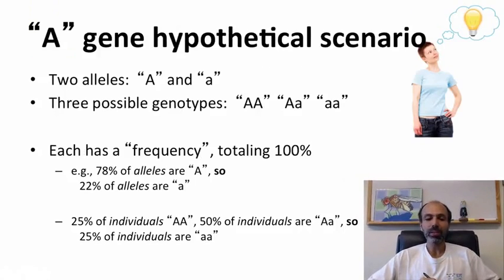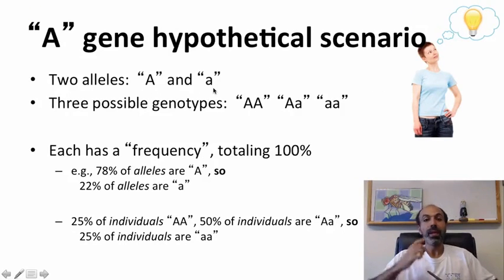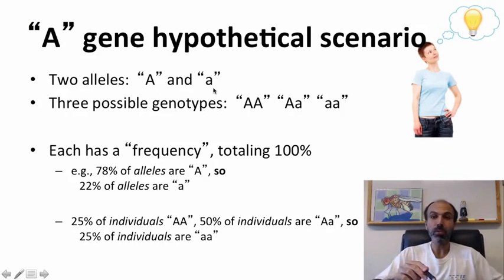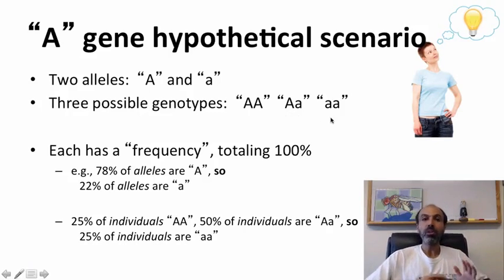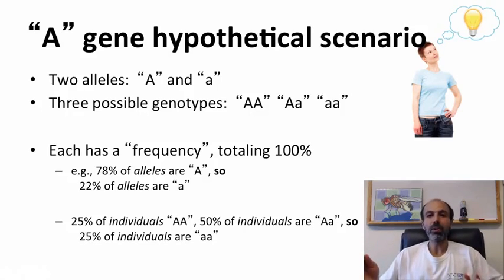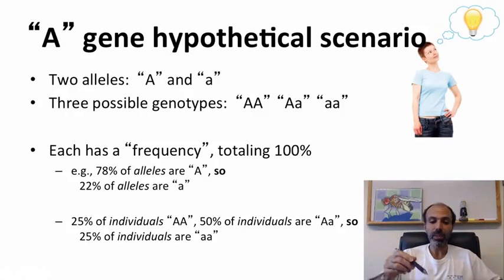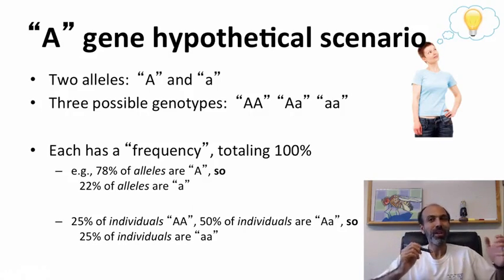So let's take this hypothetical scenario for the A gene. Let's say this A gene has two alleles, big A and little a. And let's say there's three possible genotypes, of course, from these two alleles: big A, big A; big A, little a; and little a, little a. Well, by definition, frequencies have to add up to 100%. If there's two possibilities, as with the alleles, the fraction of little a plus the fraction of big A must be 100%.